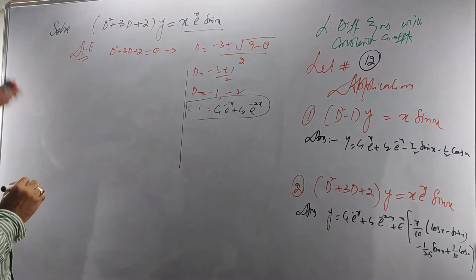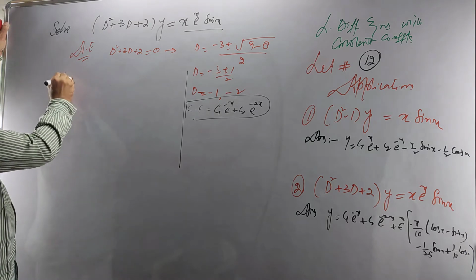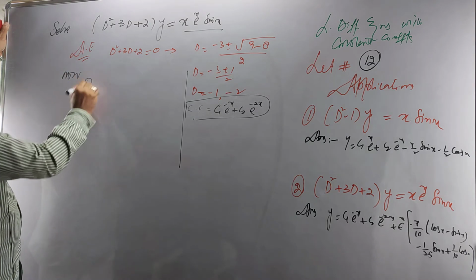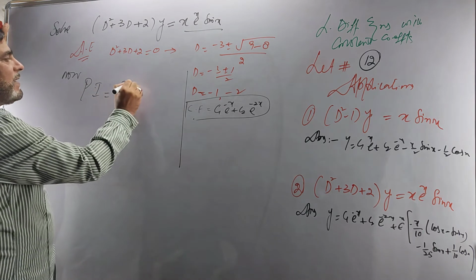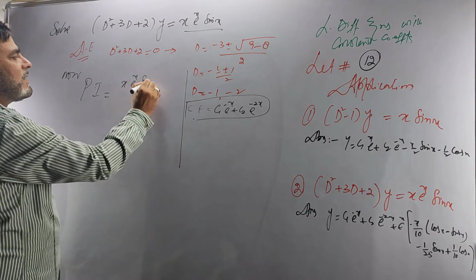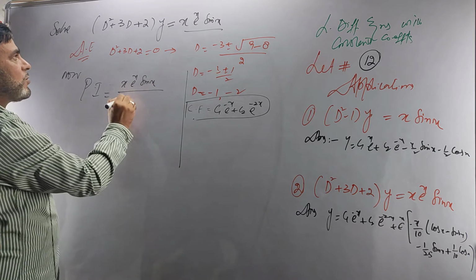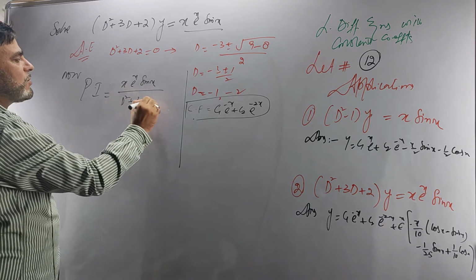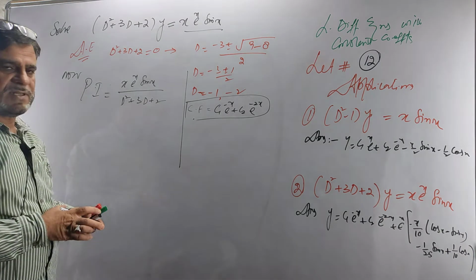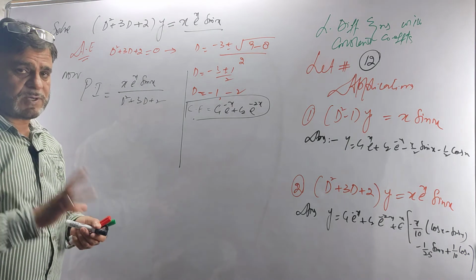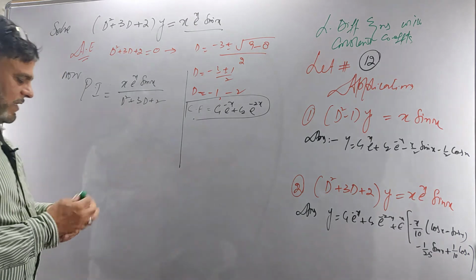Now it is very important how we find the particular integral. Now we find the particular integral of this question. It is x e raised to the power x sin x by D square plus 3D plus 2. You see, it involves the exponential function, it involves x. Actually, it is a product of three functions. You see how we deal with this.